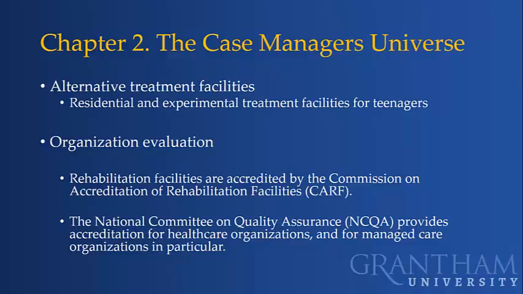One method of evaluating an organization is to check whether there is a governing body or written standards of care. Today, there is much greater emphasis on standards of care, facility accreditation, and the good standing of medical practitioners than existed a decade ago. Some examples of accrediting bodies: rehabilitation facilities are accredited by the Commission on Accreditation of Rehabilitation Facilities. The National Committee for Quality Assurance provides accreditation for healthcare organizations and for managed care organizations in particular.